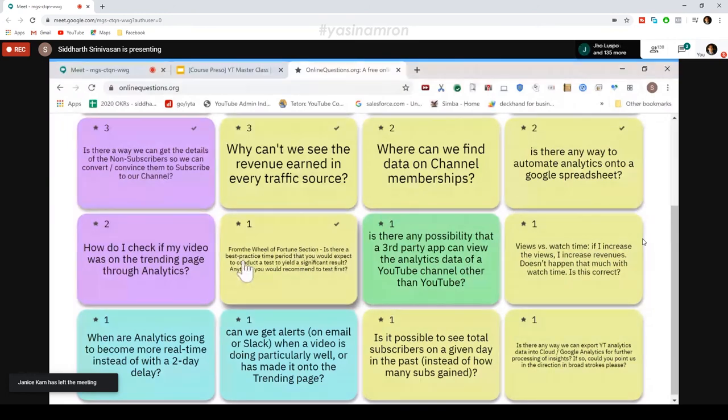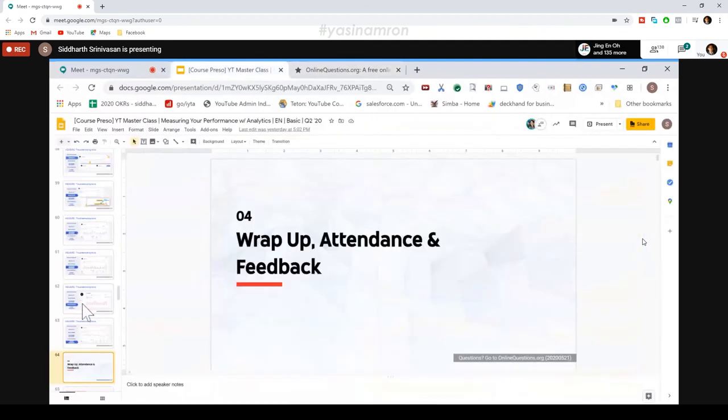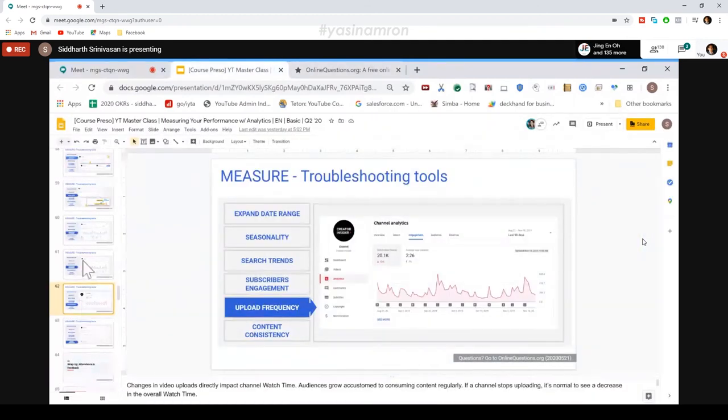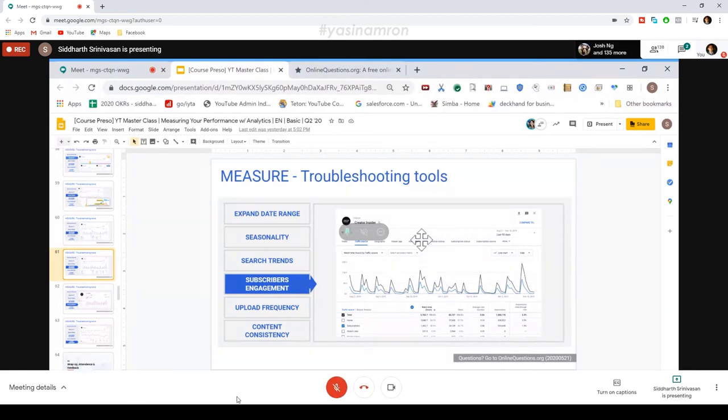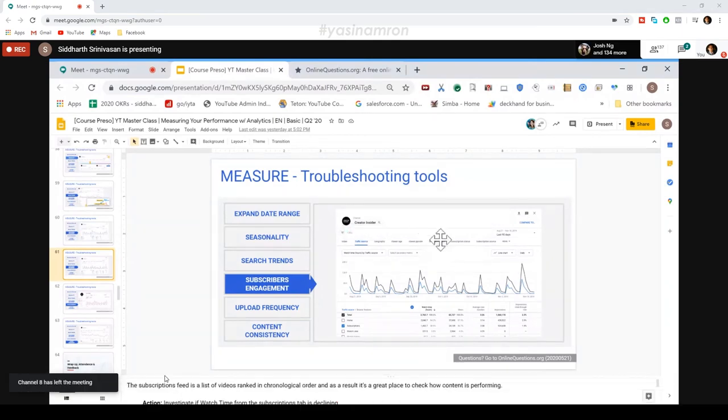Okay. Where can we find data on channel memberships? Oh, that's great. Let me just show you that here. You see this revenue source? Go to the detail view, click on the revenue source, and you will see it.